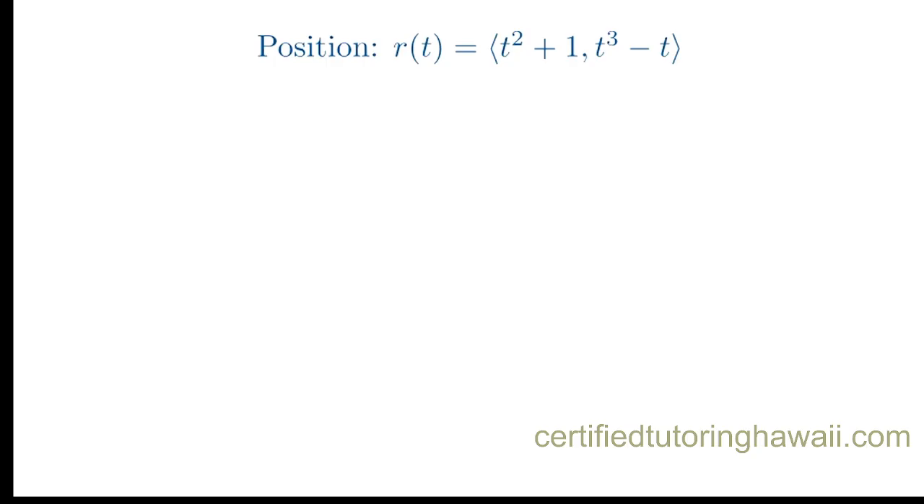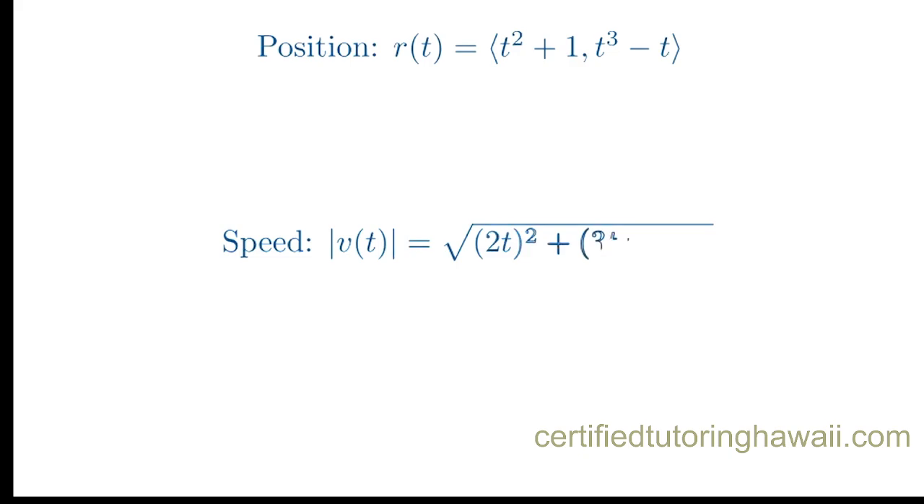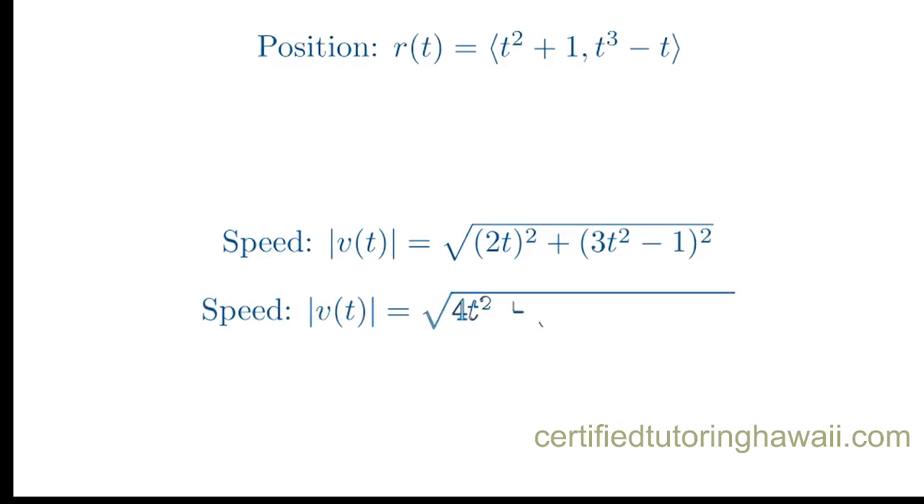Now, let's find the speed function. The speed is the magnitude of the velocity vector. That's the square root of the square of the first component, 2t, plus the square of the second component, 3t squared minus 1. Expanding that out gives us the square root of 4t squared plus 9t to the fourth minus 6t squared plus 1. Simplifying, we get the square root of 9t to the fourth minus 2t squared plus 1. This is our general expression for the speed at any time t.